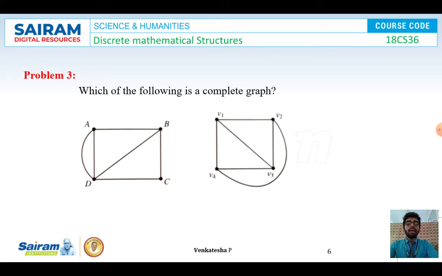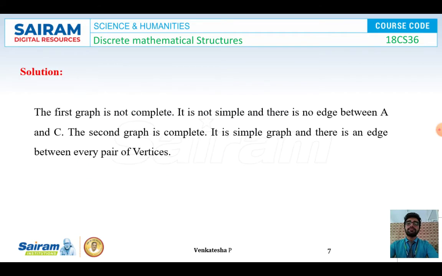But in graph number 2, an edge is connected between each pair of vertices. So we can conclude that graph 1 is not a complete graph, but graph number 2 is a complete graph. Here AC is not connected by any edge, so this is not a complete graph, and this is a complete graph. The same thing is explained in this slide also.